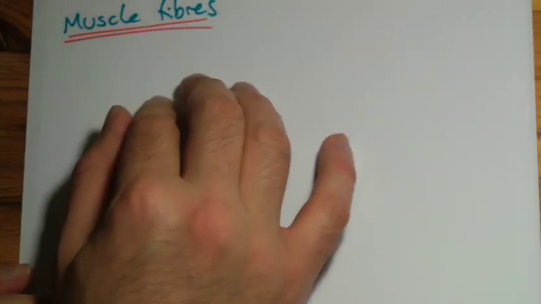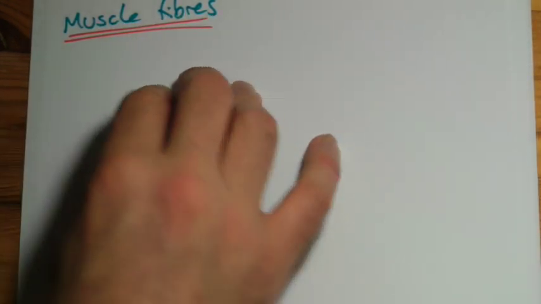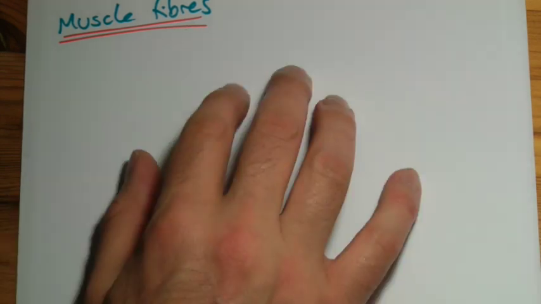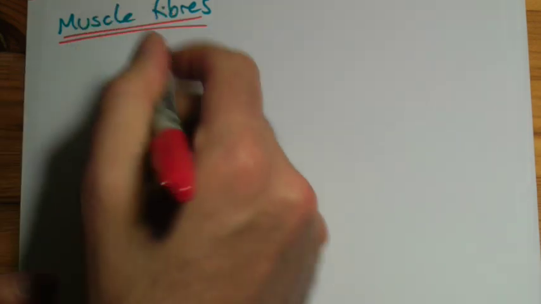Alrighty then, this is muscle fibres. So a lot of the problem here I think is just naming, getting the parts right. It's a bit confusing at first what all the bits do, so we'll try and clarify.